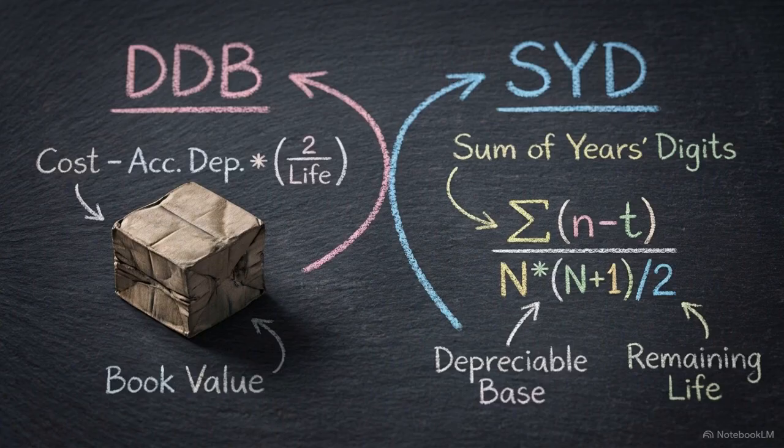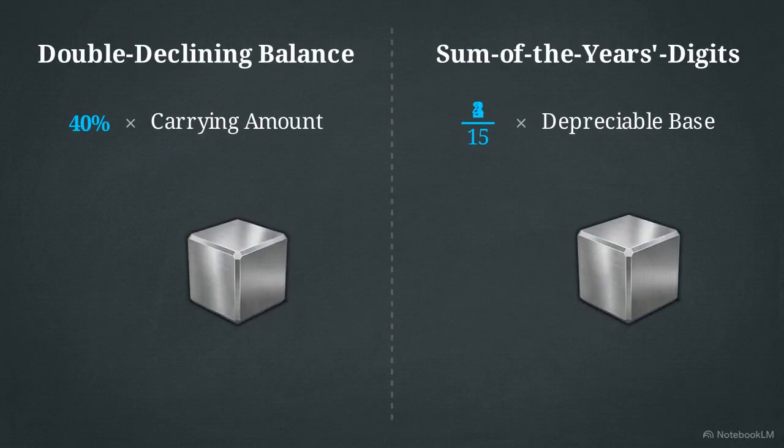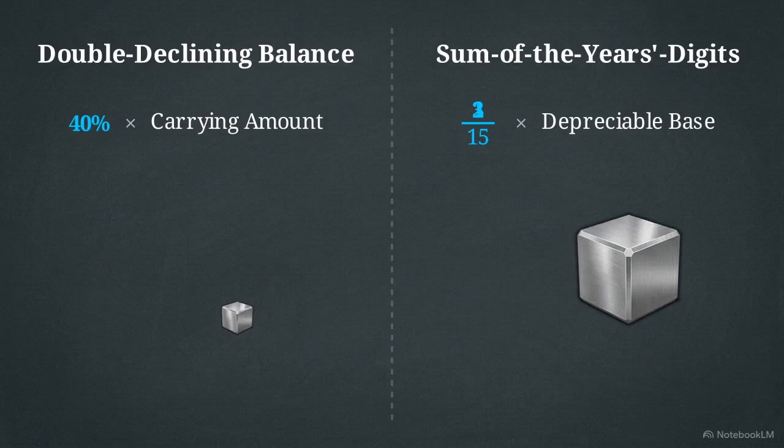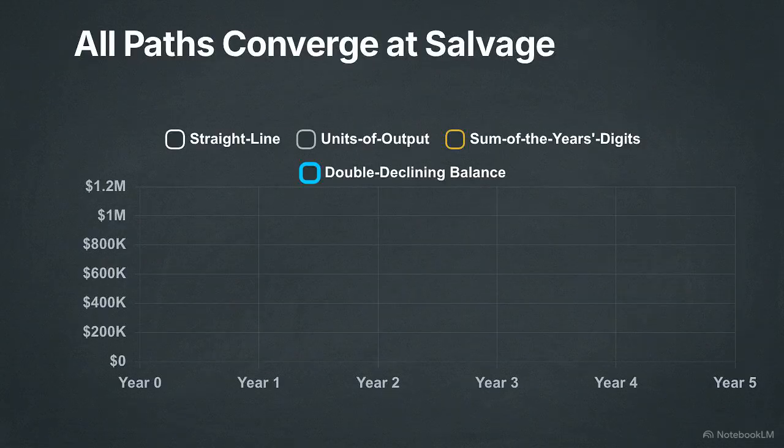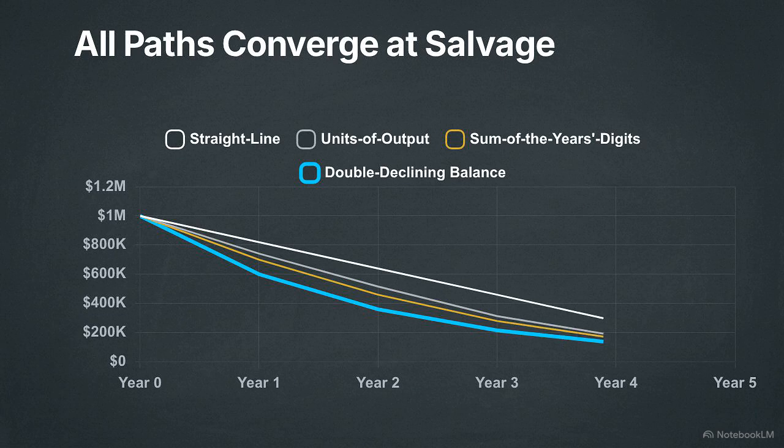Both algorithms achieve the exact same goal of acceleration, but their engines are entirely opposed. DDB front-loads expense by shrinking the carrying amount, while SYD achieves it by shrinking the fractional multiplier. This graph visualizes the financial impact side by side. Regardless of the path taken, every line perfectly converges at the $100,000 mark in year 5. Now, look at the gap between double declining balance and straight line in year 2. The difference in recognized expense is massive.